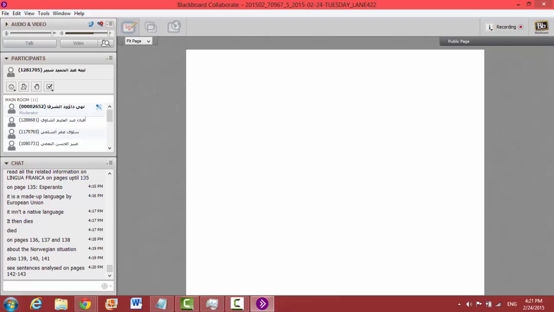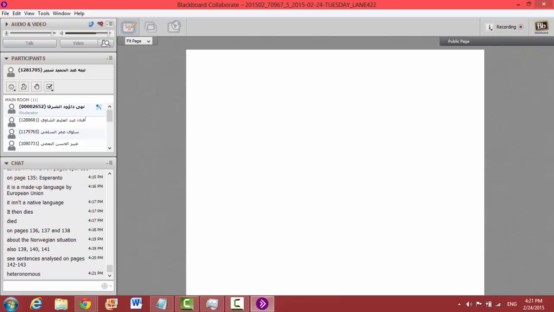So please read about the heteronomous and the autonomous types of languages. Try to understand them. Heteronomous and autonomous.